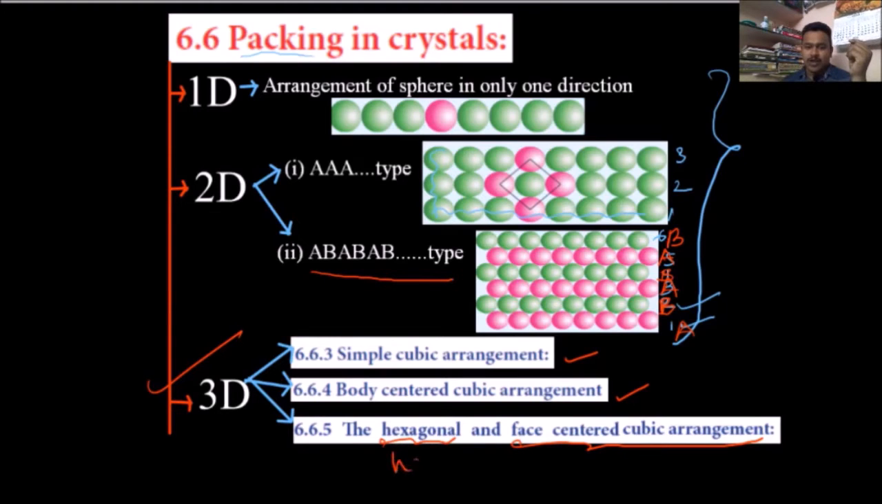This one is called HCP. This one is called FCC, otherwise CCP, cubic closed packing. HCP means hexagonal closed packing. CCP means cubic closed packing, also called face centered cubic packing.